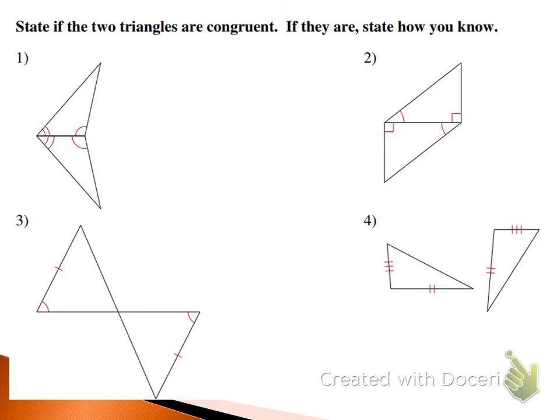We'll do two of these and then I'll have you start something on your whiteboard. State if the two triangles are congruent. What do we have marked congruent in each of these triangles? We got two angles, and then do we have a side? The side they share. Is it angle, angle, side, or angle, side, angle? Angle, side, angle.